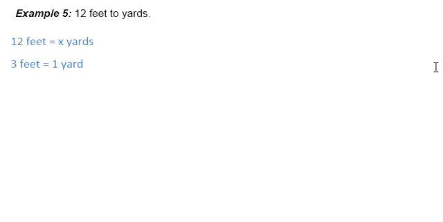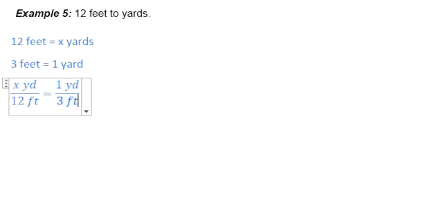So I know that, I like to put the variable on the top because it generally makes the math just a little bit easier. So x yards is going to equal 12 feet. Now again, on this one I want to put yards on top. So I know that 1 yard is equal to 3 feet.